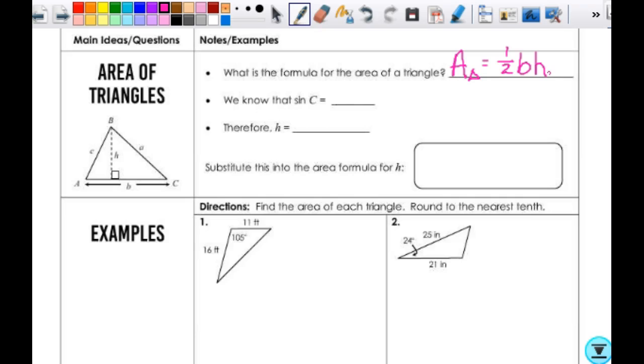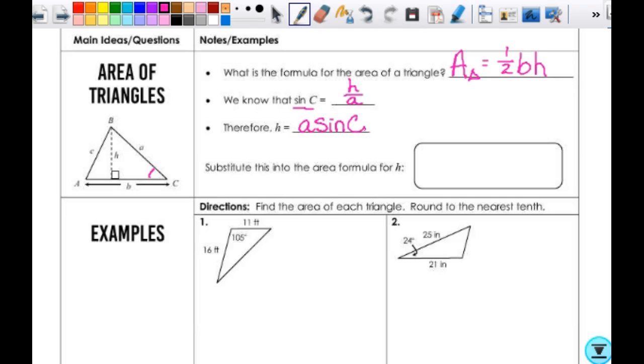If you look at this triangle right here, we have a triangle where the height is drawn in. There's the base, right? So for this triangle right here, if I want to find what the sine of C is, so here's angle C, I'm just doing regular old right triangle trig. The sine of C here would be what over what? H over A. So if I took that little equation, the sine of C equals H over A, and I solve for H, what would I get? A times the sine of C.